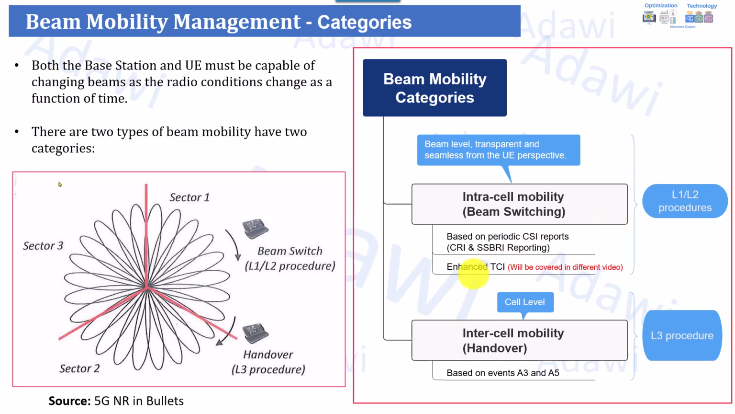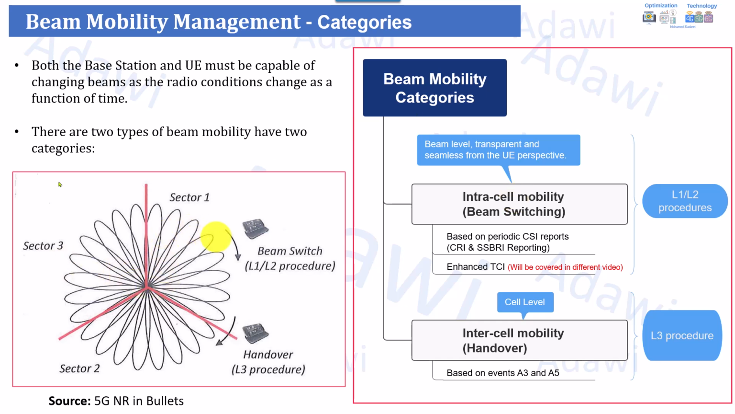The second one will be covered in a completely different session, because it requires more details which are related to the enhanced TCI. This will be covered in a different video. This is the first type of beam mobility, which is called intra-cell mobility. I will be covering this in more detail in the next slide as well, just to give you an overview from drive tests of what you can see, and also what kind of parameters you might need to look into for both intra-cell and inter-cell mobility.